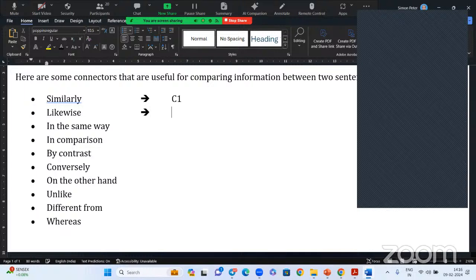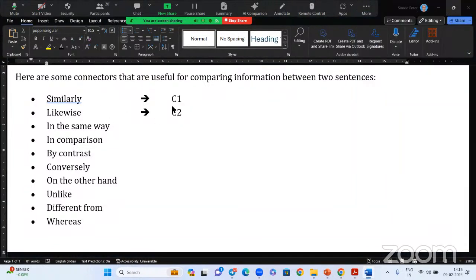So now you will be able to know what the power is. Similarly is C1, and likewise is C2. If you use the word likewise, you will get A grade, and if you use similarly, you will get B plus. So try to understand.